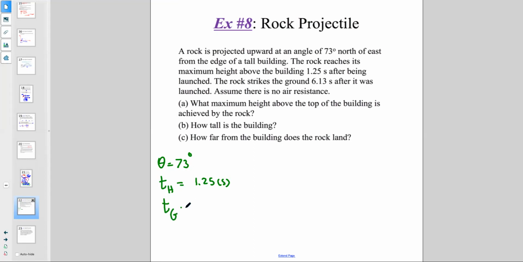So time to get to the ground is 6.13 seconds. Assume there's no air resistance. Obviously, there's no air resistance. Now, we're looking for what maximum height above the top of the building is achieved by that little rock. So, in other words, we're looking for h, okay? And there are two pieces of information given here. So we have the time of h being 1.25 seconds.